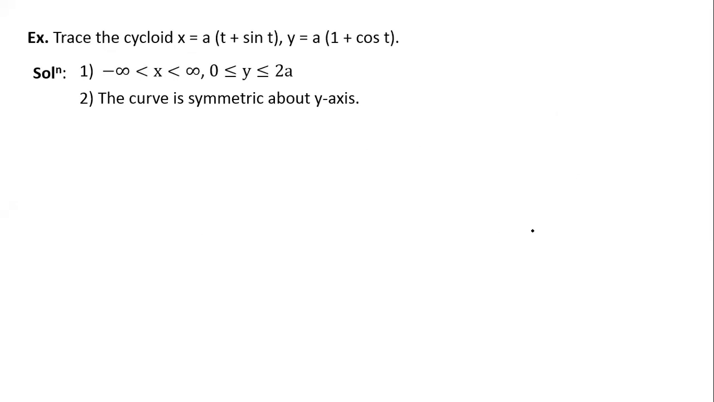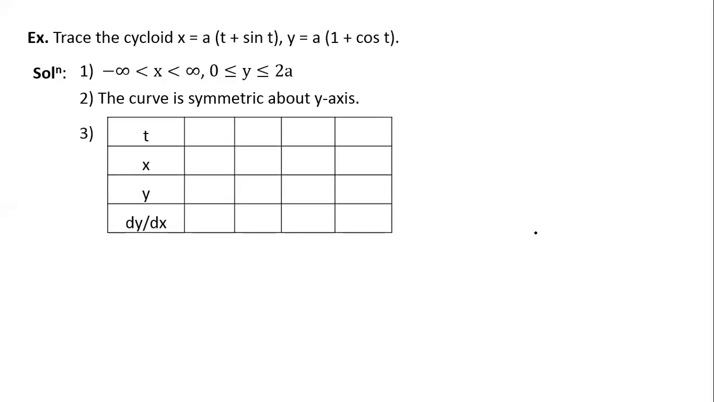Then let us see, replace t by minus t. What will happen? The x equation will change sign because x equals a times t plus sin t. So the new equation will be x equal to a times minus t minus sin t, whereas y will be a times 1 plus cos of minus t, that is again a times 1 plus cos t. y remains the same. So on replacing t by minus t, the x equation changes in sign and the y equation remains unchanged. The curve is symmetric about the y axis.